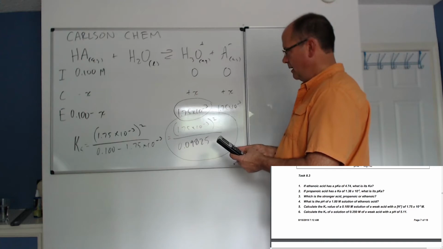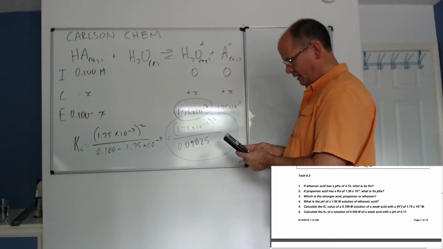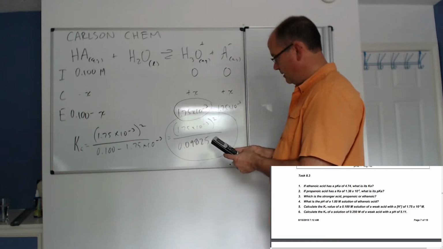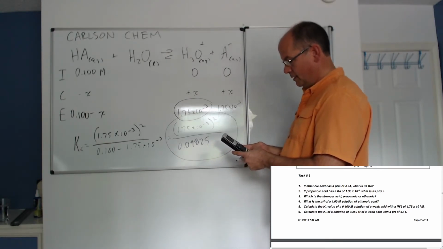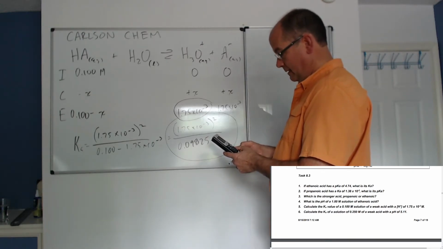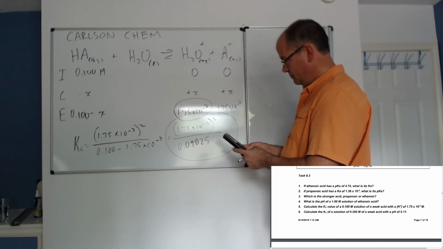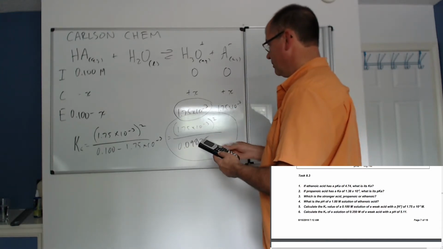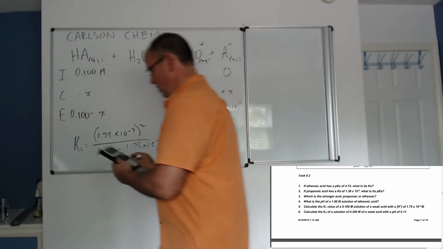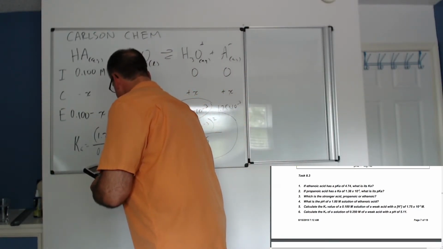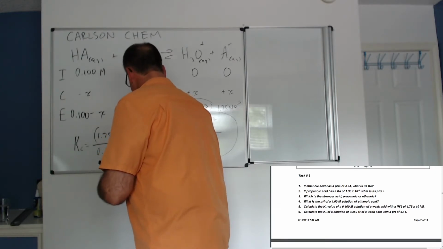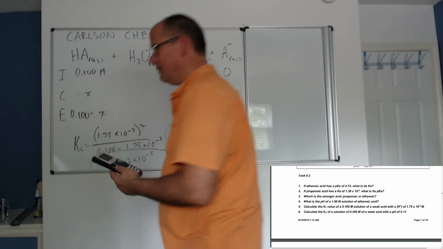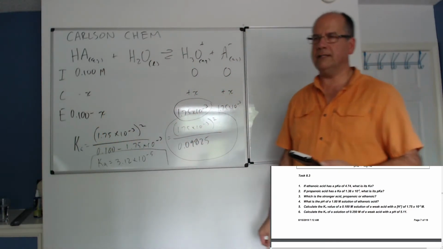And so when you do that, you're going to get 1.75, second function E, -3 squared, and you're going to divide that by 0.09825. You're going to get your Ka to be 3.12 times 10 to the -5. That's your Ka. All right, that's number 5 on task 8.3.